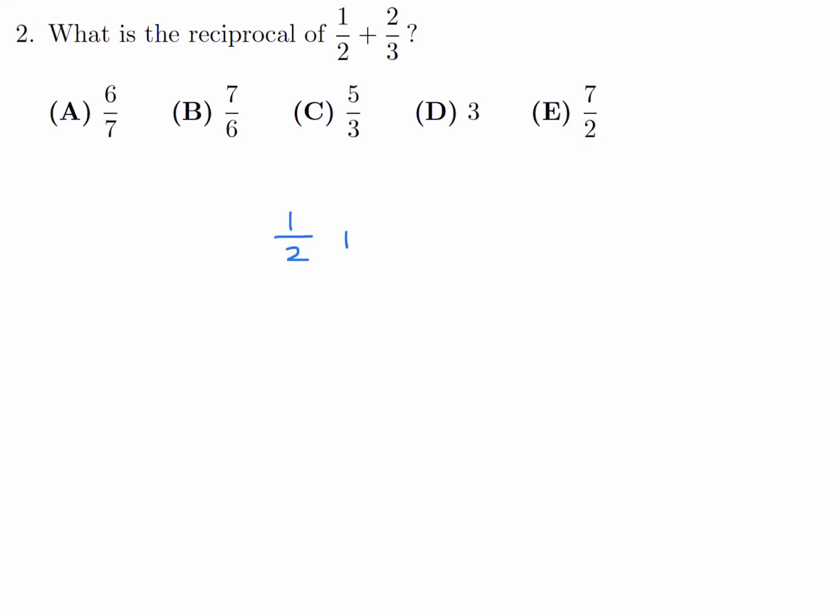What is the reciprocal of 1/2 plus 2/3? First, you add the fractions, get a common denominator, multiply top and bottom by 3 and 4 and 2. So you get 3 plus 4 over 6, which is 7/6. And then they want the reciprocal. So the reciprocal of this is 6/7. So number 2, the answer is A.